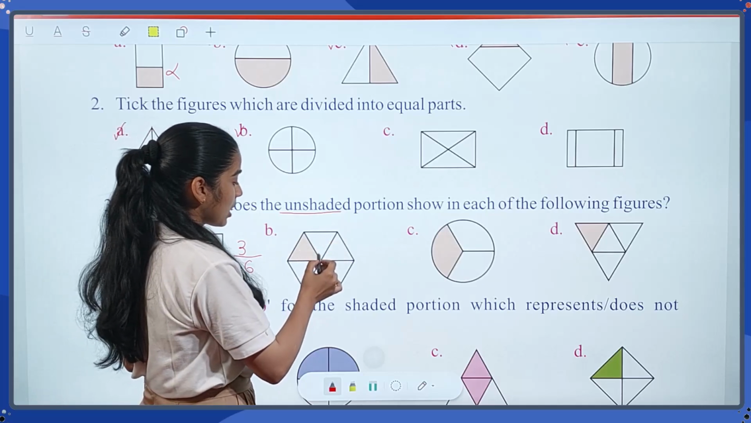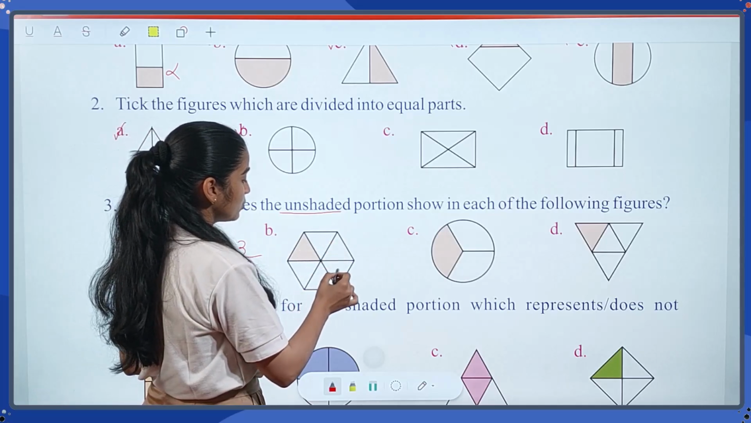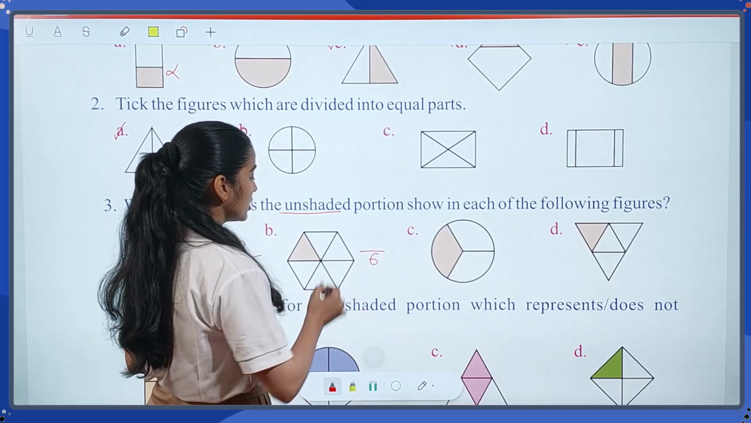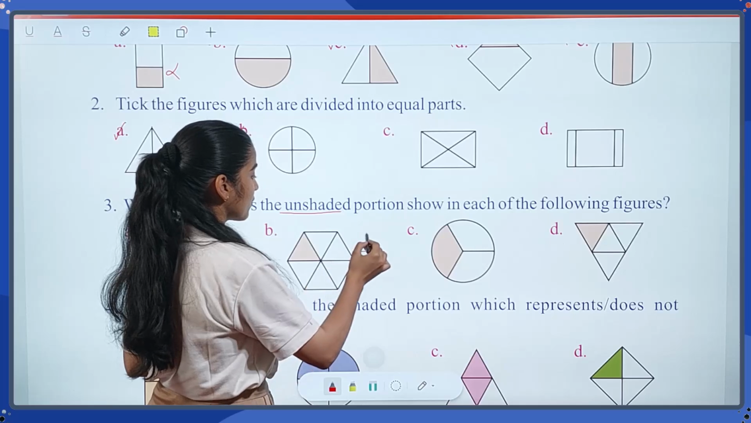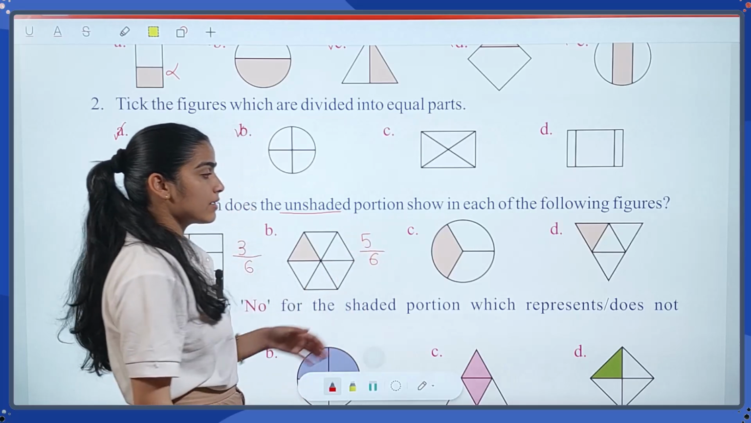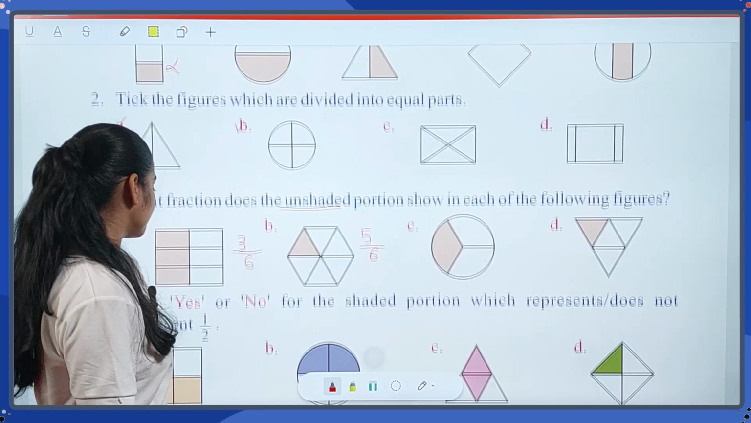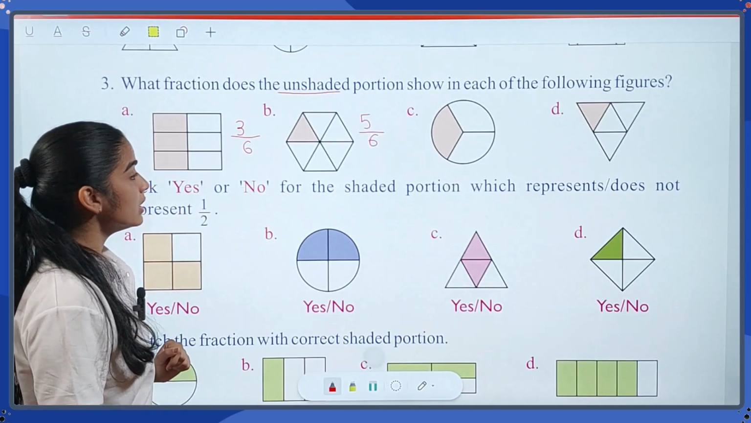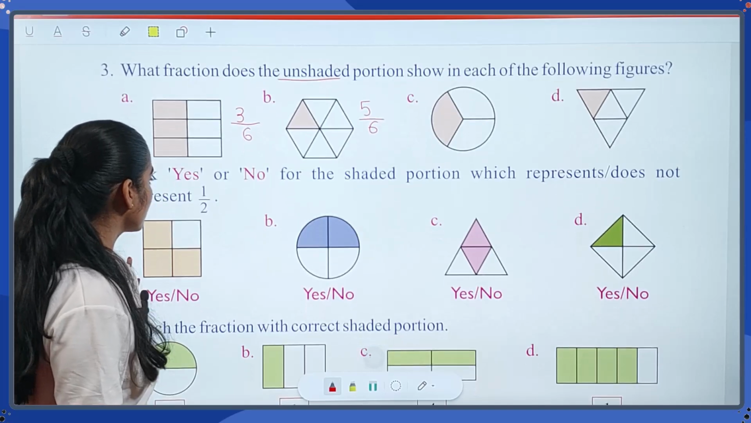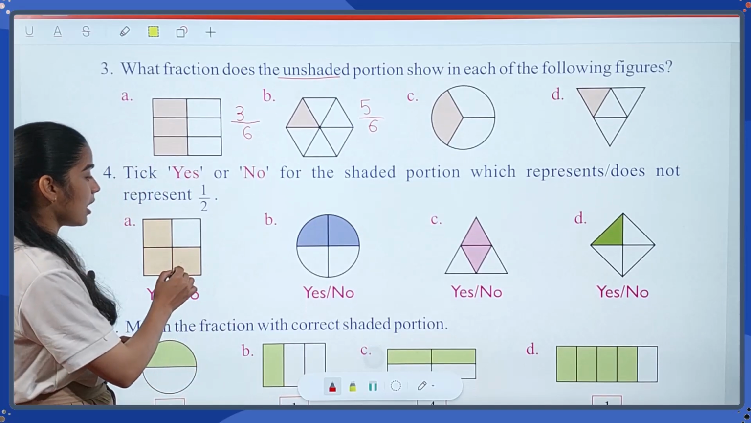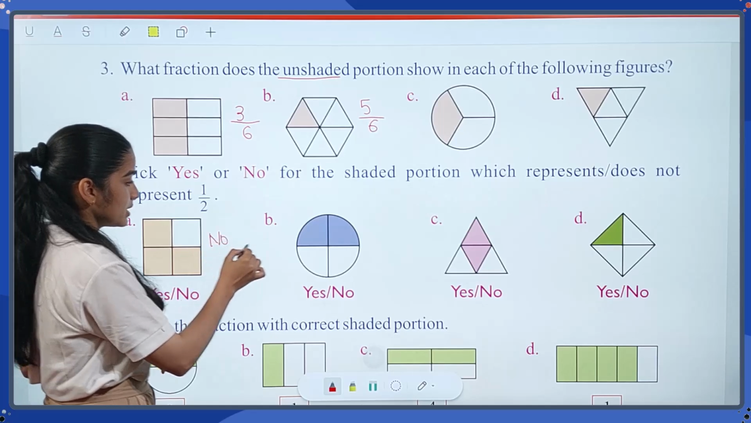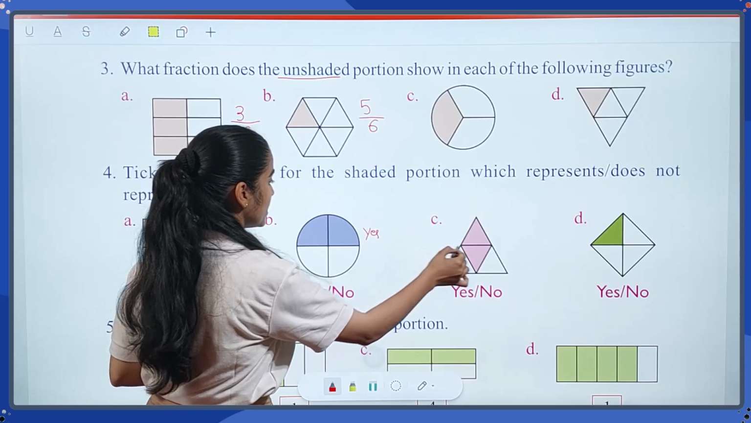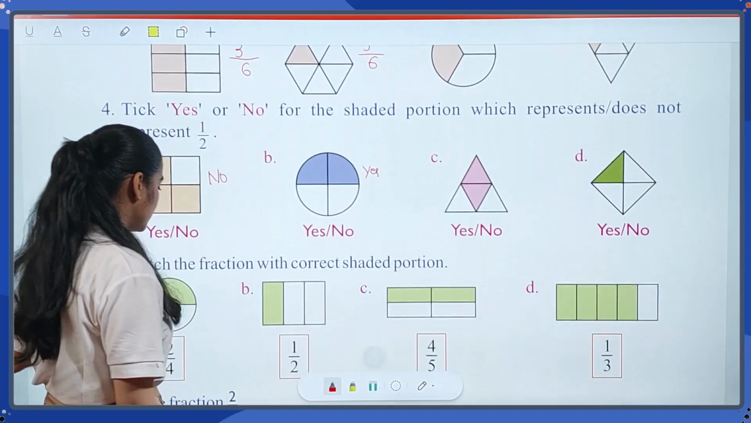Now how many total parts do we have? 1, 2, 3, 4, 5, 6. So we write 6. And how many are not shaded? 1, 2, 3, 4, 5. So 5 by 6 is your answer. In the same way, you have to do the remaining two parts. Next, say yes or no for whether the shaded portion represents half. Does this represent half? No. Is this? You have to tell here.